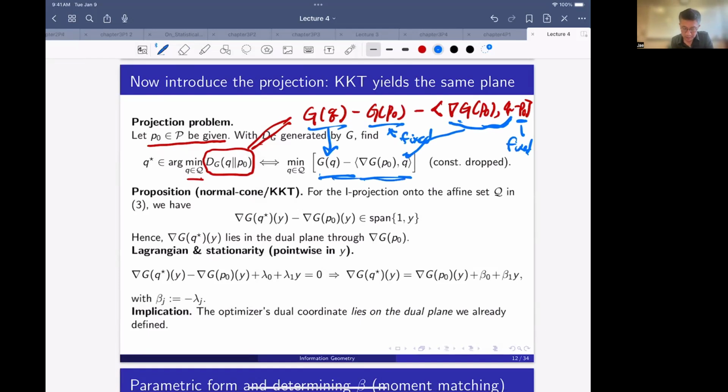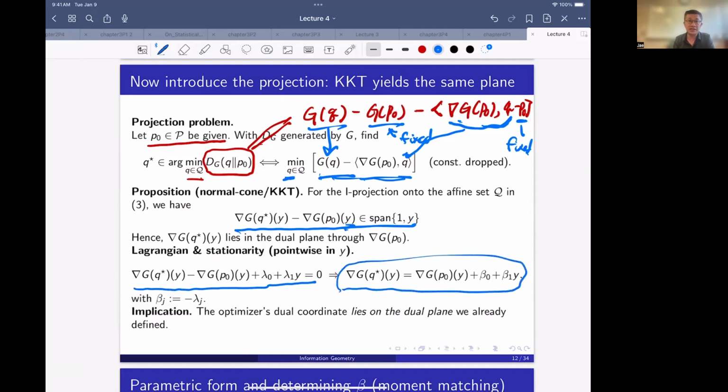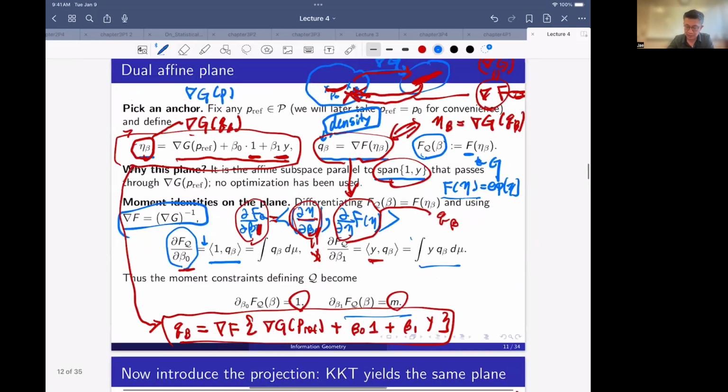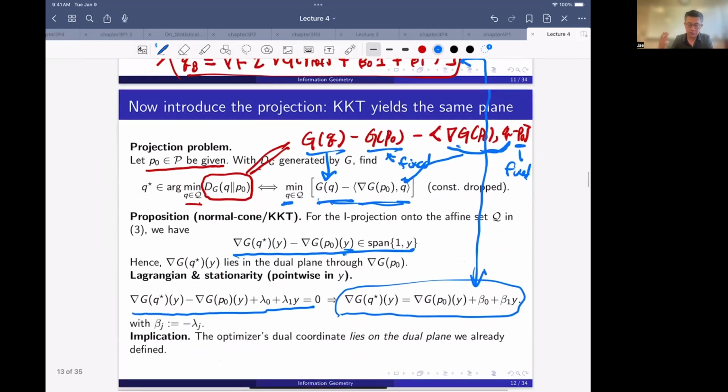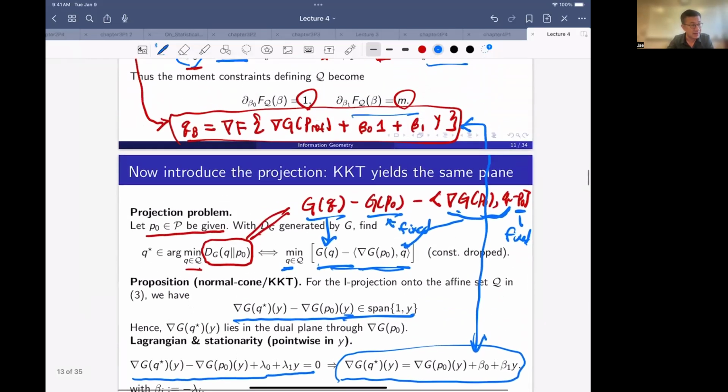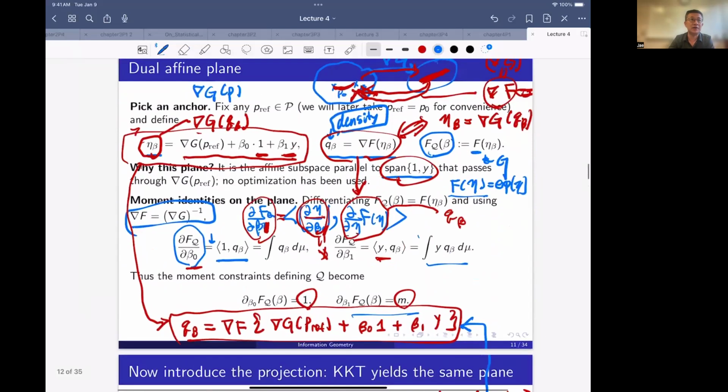And then you take the first order differentiation with respect to Q, then you obtain this one. So that is basically the Kuhn-Tucker condition. That will give the Lagrangian, and using the Lagrangian solution, you will have this one, which is exactly what we showed here, what we considered here. So basically, the solution to a projection has this dually flat expression. Okay, so that is the basic bottom message.